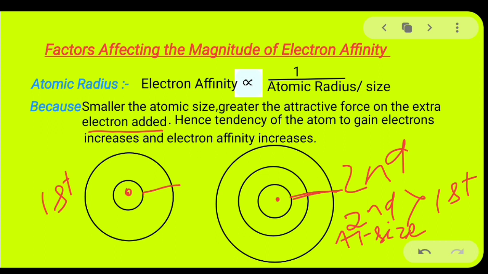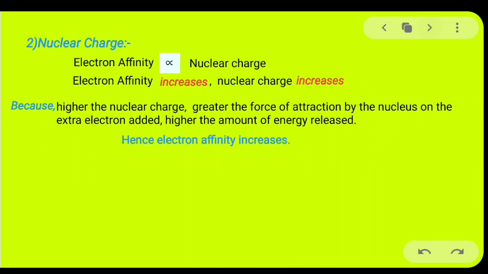Now, let us discuss the second factor, that is nuclear charge. Nuclear charge is directly proportional to the electron affinity. When the nuclear charge increases, the electron affinity also increases. Why? As the nuclear charge increases, the force of attraction between the nucleus and the outermost shell, or the extra electron added, increases. Hence, the electron affinity increases.